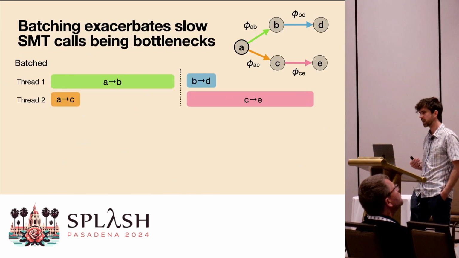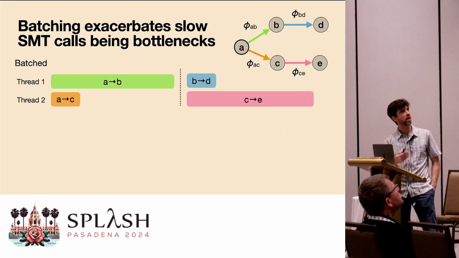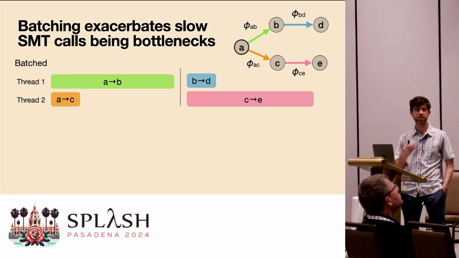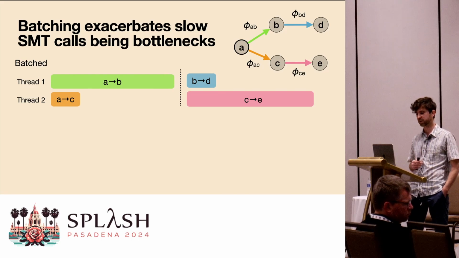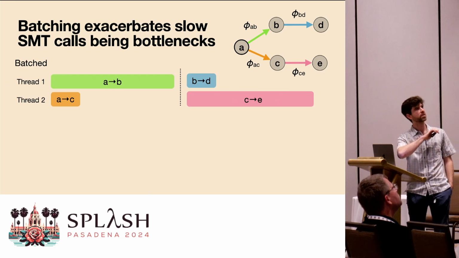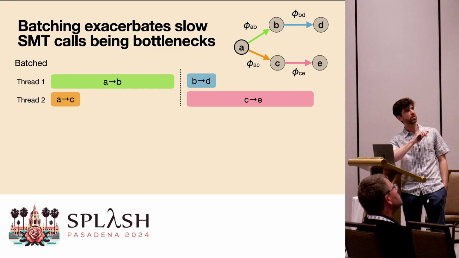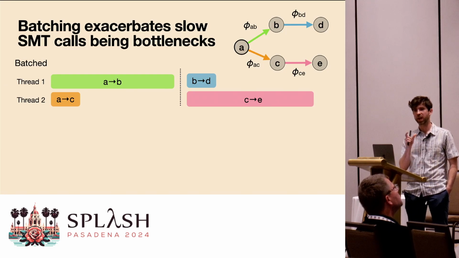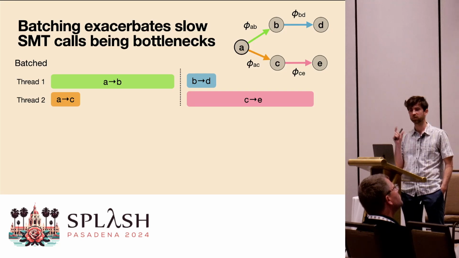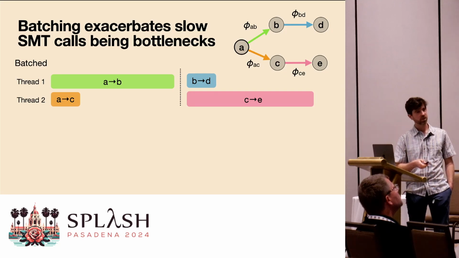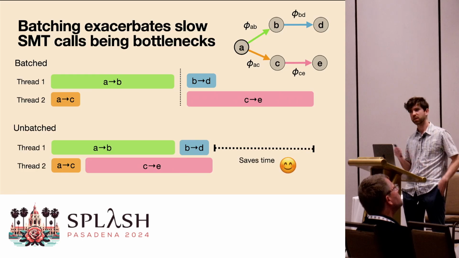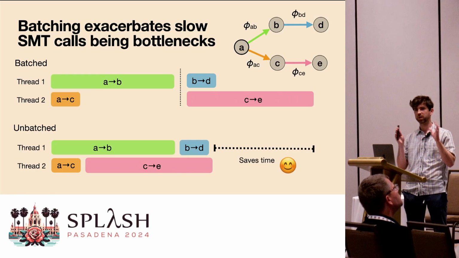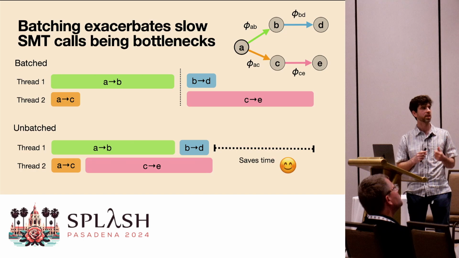The second issue has to do with batching. If you have slow SMT calls, batching can exacerbate the way that those calls become bottlenecks. So here we have 2 threads, and we can see that thread 2 is waiting for a long time for thread 1 to complete if that green work item is a long-running SMT call. If we don't batch them, everything is a lot more condensed, and the overall computation time is going to be shorter.